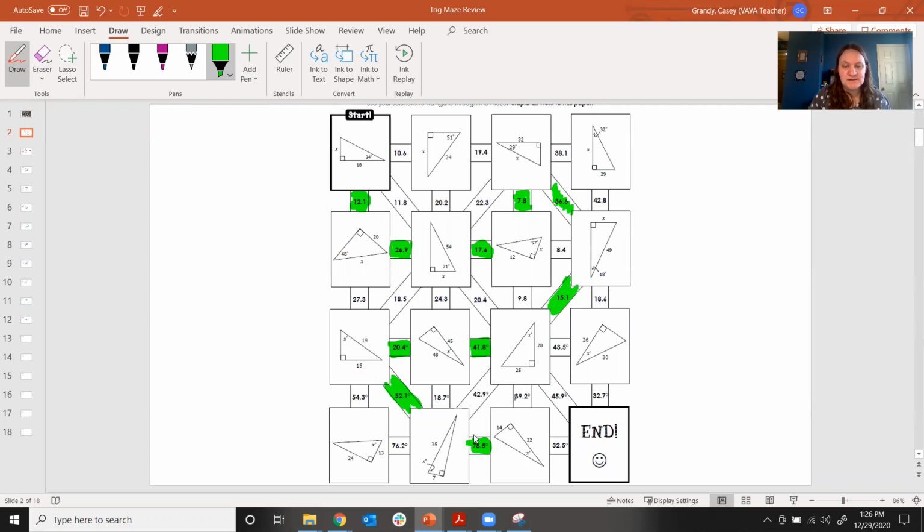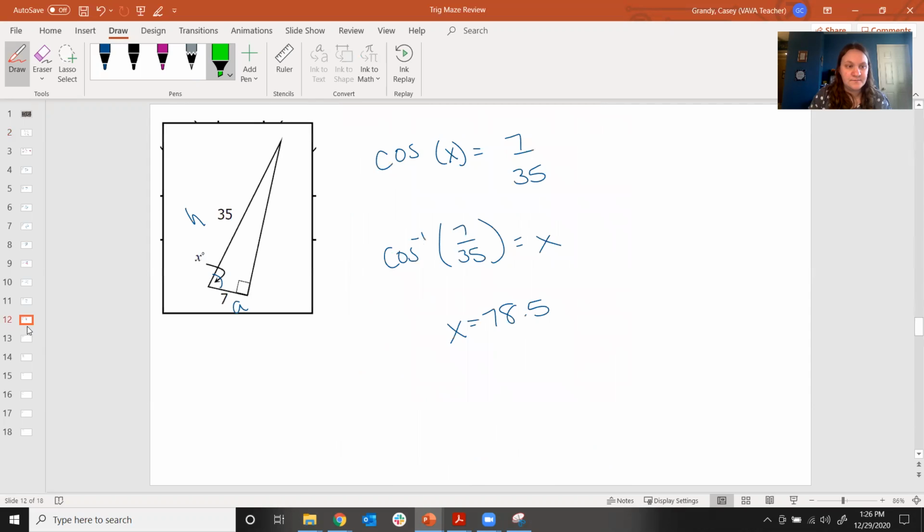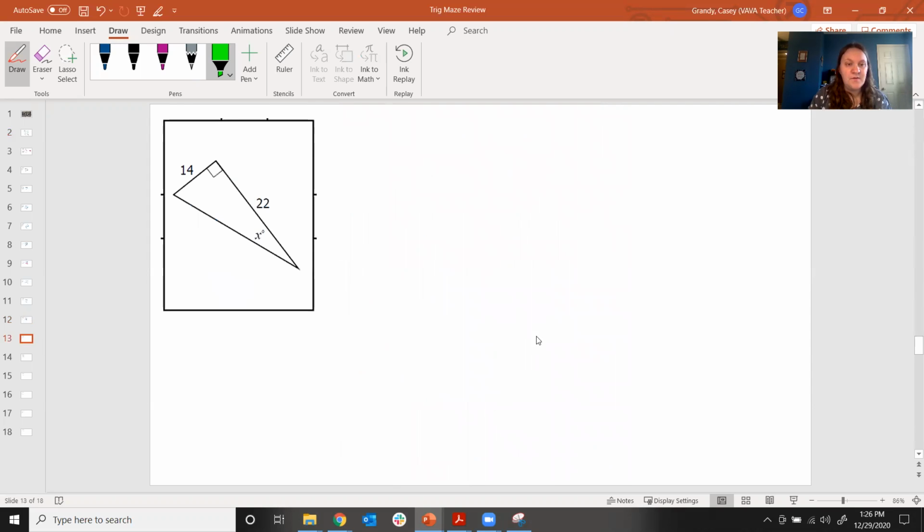All right, let's look at the next one. 14 and 22 are the given sides. X is the missing angle. Try this one.